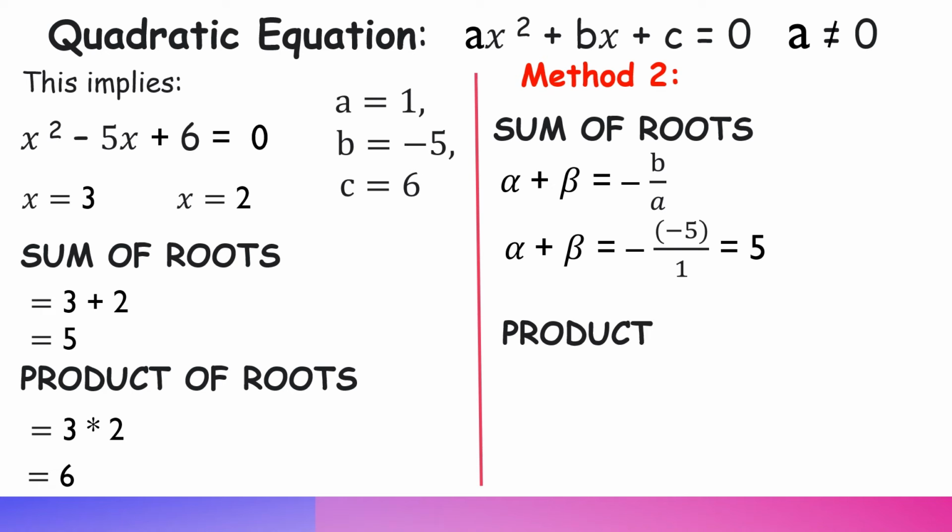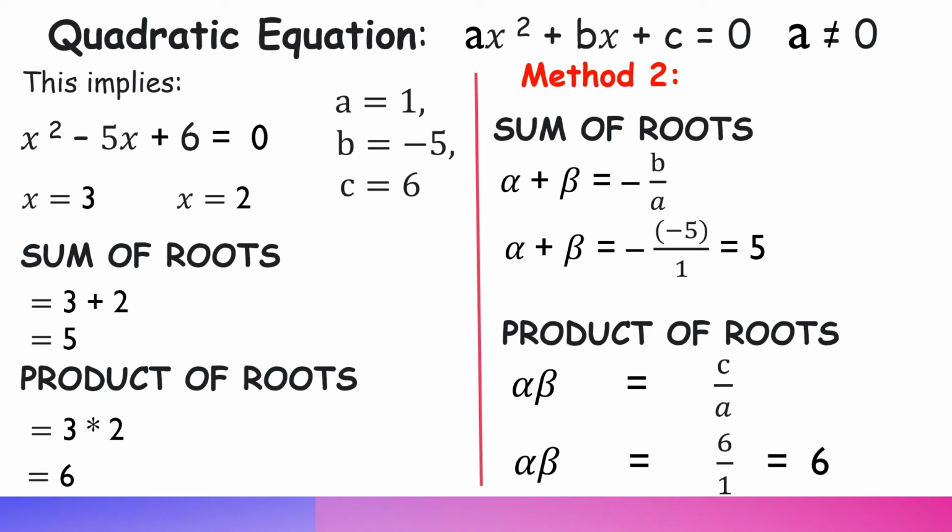Now, product of roots. The product of the roots, product being the multiplication, that's alpha beta, that means alpha times beta, is simply equal to c over a. We know what our c is, 6, and we know what our a is, which is 1. So alpha beta, which is the product of the roots, is equal to 6 over 1, which is equal to 6.